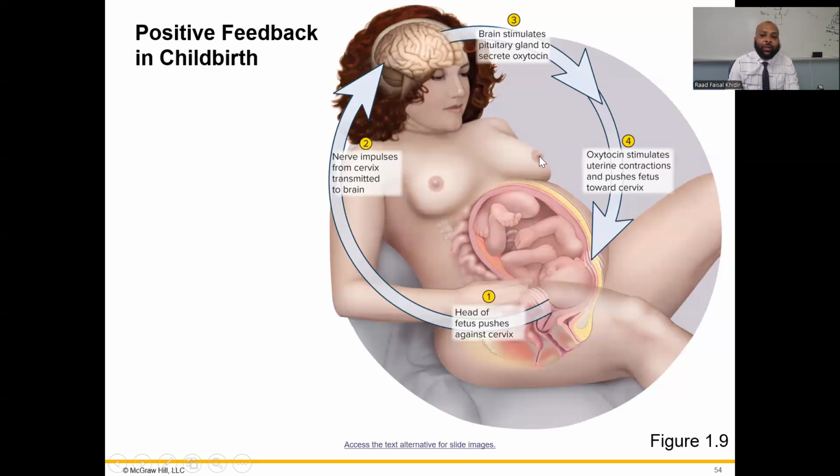Same thing with milk. When the baby suckles, those impulses go up to the hypothalamus. Again, oxytocin is secreted. So oxytocin is a hormone that is secreted twice. Oxytocin is secreted in birth to expel and push the baby out, and oxytocin is secreted in breastfeeding to cause the milk to come out from the mother.